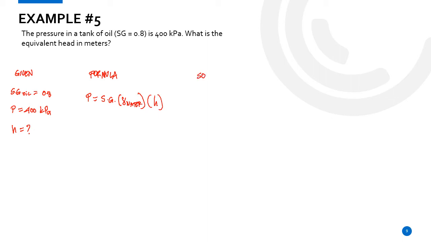Then the solution. Rewrite: specific gravity times specific weight of H2O times H. So our pressure is 400 times 10 raised to 3, equal to specific gravity 0.8, times the specific weight of water, 9810, times H. Shift solve for the height, and we get 50.97 meters. The specific weight of water is given as 9810.